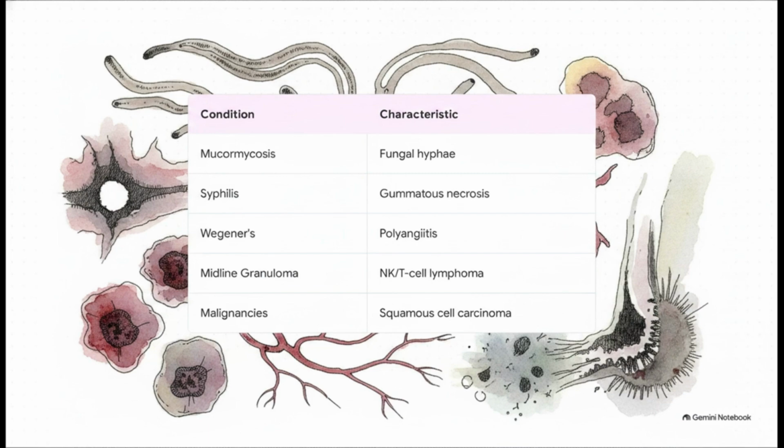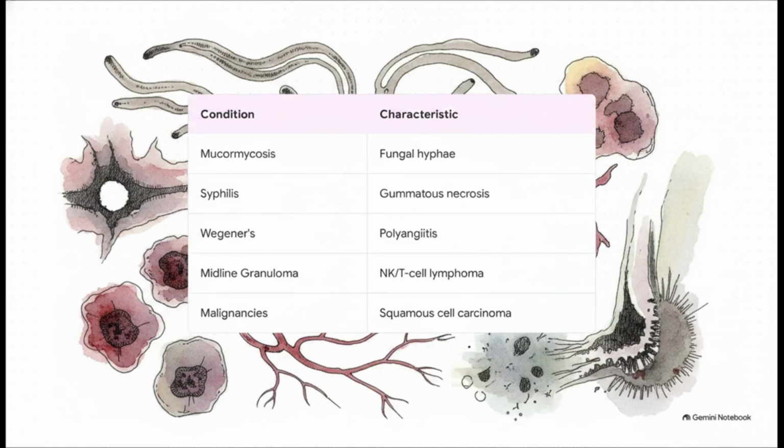Listen, if you mistakenly diagnose mucormycosis as Wegener's and you prescribe systemic immunosuppressive steroids for it, you will accelerate that fungal infection and you will kill the patient. Another rare but really critical consideration is midline granuloma, which is an intensely destructive NK/T cell lymphoma. And finally, aggressive nasal malignancies, things like squamous cell carcinoma or a salivary gland adenocarcinoma that originated deep in the sinus can erode right through the palate as well.